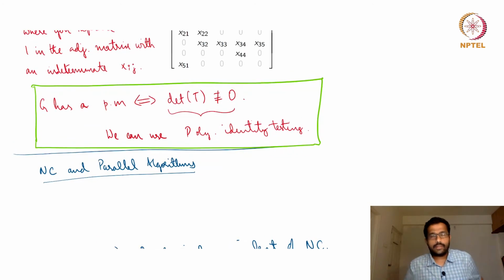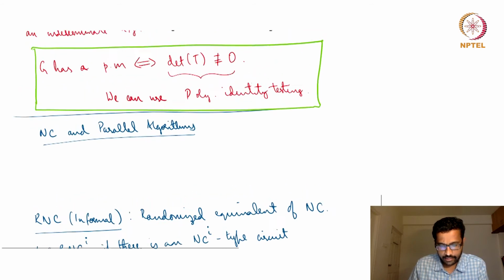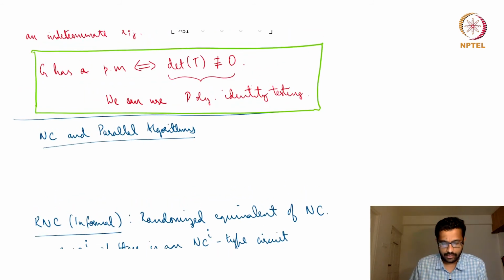So now let us see why this implies something. We are talking about the problem of asking whether the graph has a perfect matching, so the language is the decision version of whether the graph has a perfect matching. Okay, we'll come to that in a bit. And this implies that this problem is in a class called randomized NC.